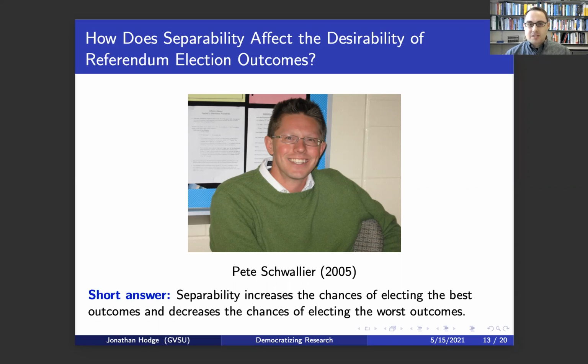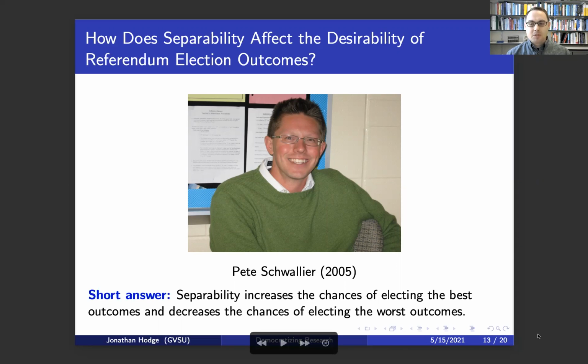ran simulations to study the actual effect of separability on the outcomes of referendum elections. In other words, if we just simulate a bunch of elections and vary the degree of separability within the electorate, can we say anything about how that impacts the kind of outcomes that are selected? And the short answer to this is that separability significantly increases the chances of electing the best outcomes and decreases the chances of electing the worst outcomes.